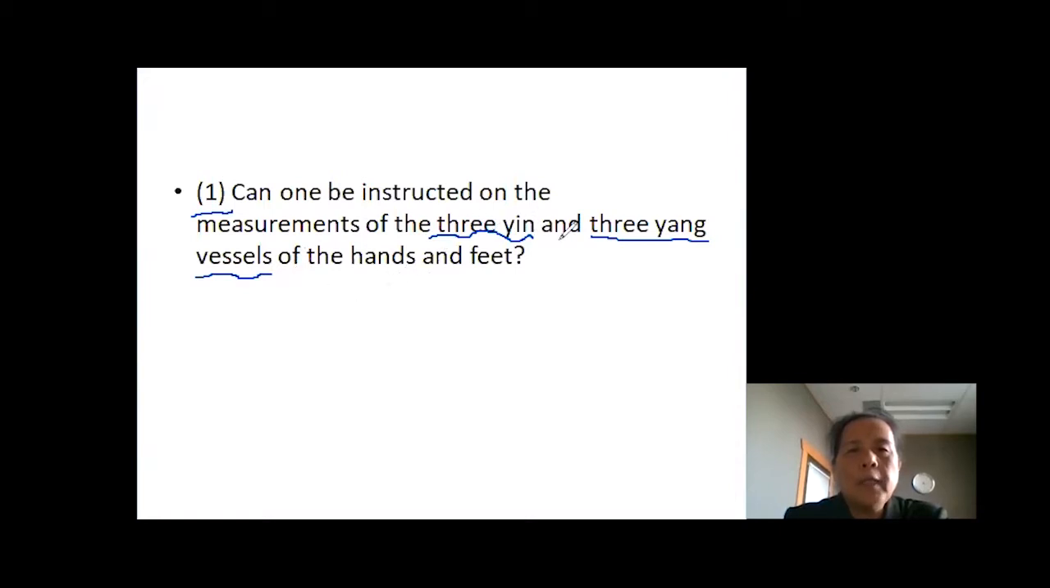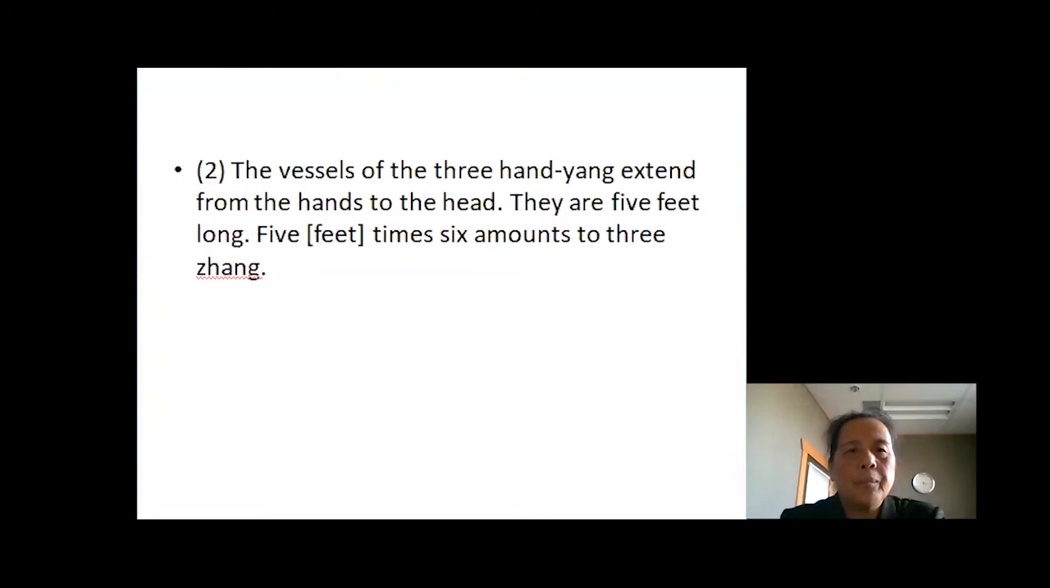So that's 3 yin channels in the hand and 3 in the feet, and also 3 yang in the hand and 3 yang on the feet. Convey measurement. So that's the question. And then the answer here.